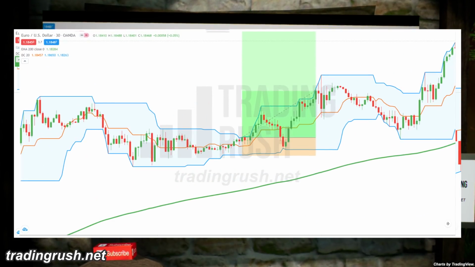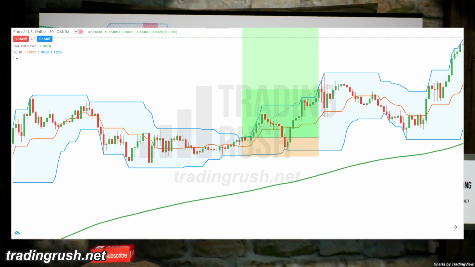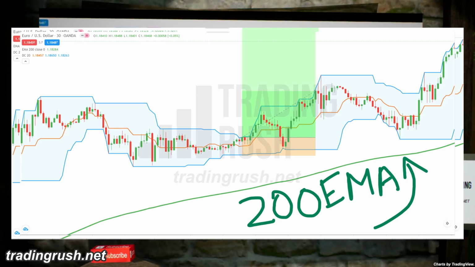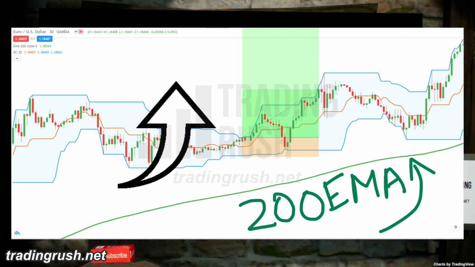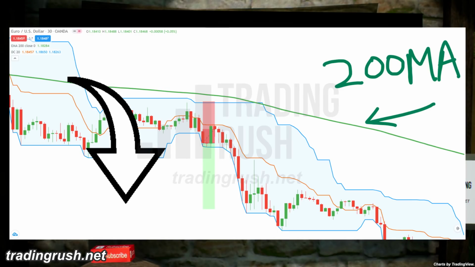Here's how the modified and better Donchian Channels strategy goes. To filter false signals given by the Donchian Channels, I have used the 200 period moving average. If price is above the moving average, we will only take buy signals given by the Donchian Channels. And if price is below it, we will only take sell entry signals.